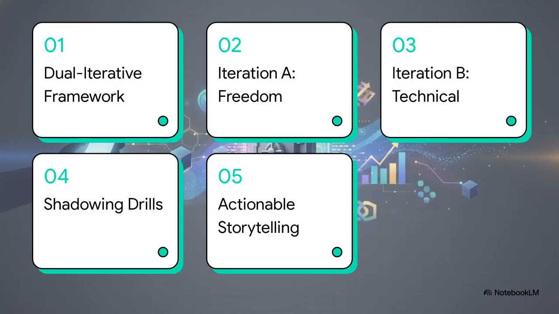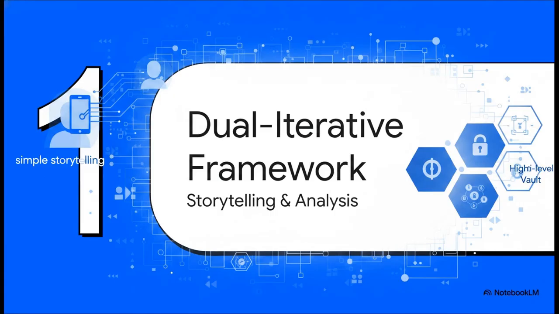Here is our roadmap for the explainer today. First up, the Dual Iterative Framework. Next, Iteration A, Freedom Money, followed by Iteration B, Technical Mechanics. Then we'll cover some shadowing drills, and we will wrap things up with actionable storytelling. Starting with Section 1, the Dual Iterative Framework, Bridging Storytelling and Technical Analysis.